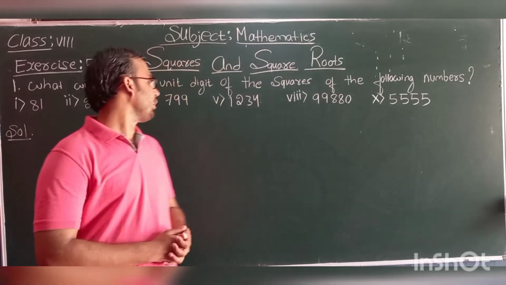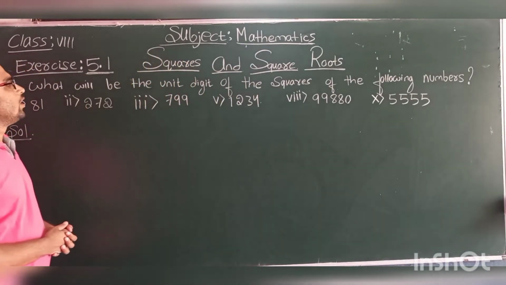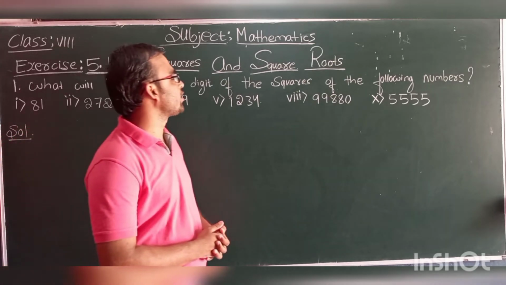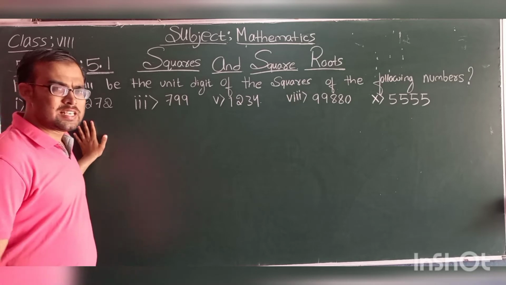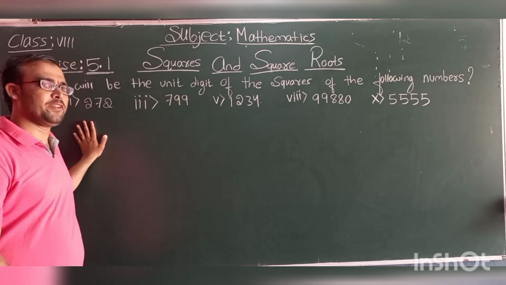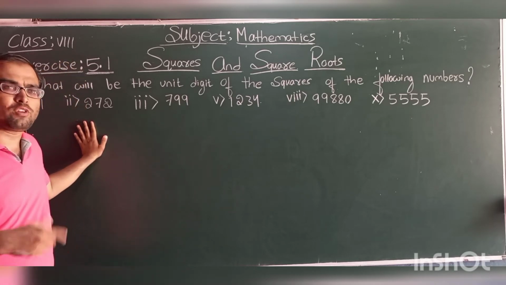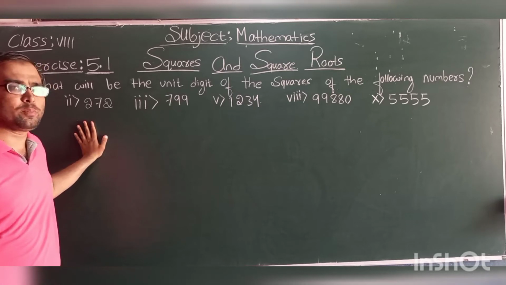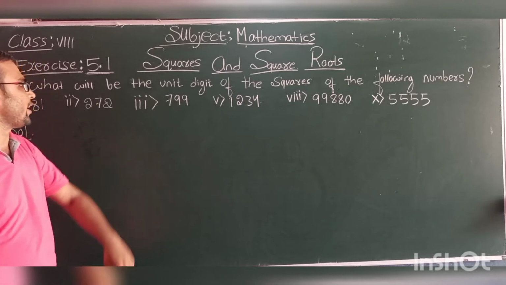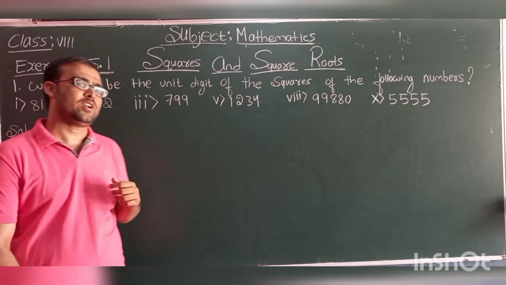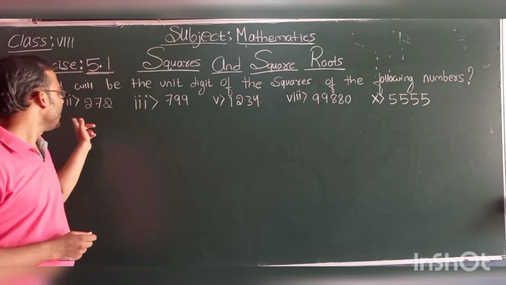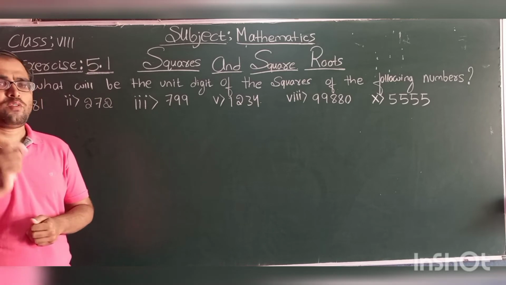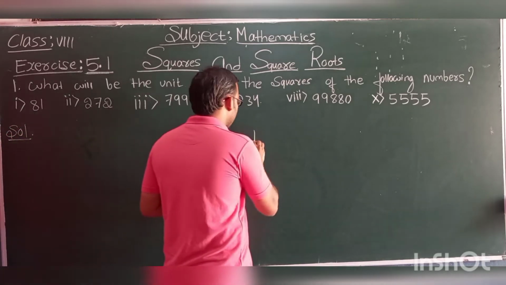Okay, so what they have given: what will be the unit digit of the squares of the following numbers. Here, students, they are given certain numbers, and what we need to find is the digit in the unit place of the numbers when we square these numbers. For example, 12 is there, students.